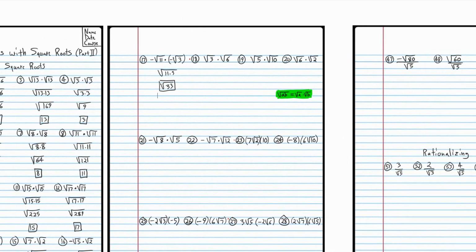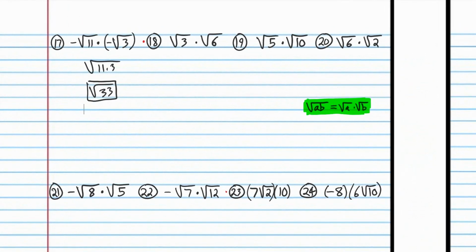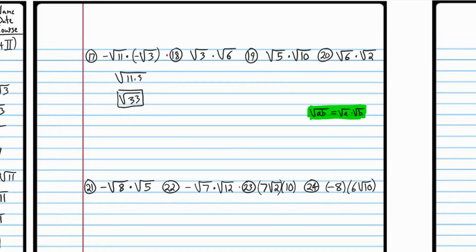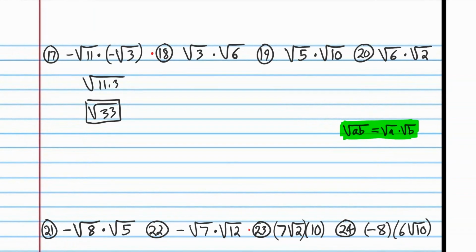So now we're going to go to something a little different. You'll see what I mean as we do number 18. Again, we're just going to combine into one root, and we end up with root 18. The problem is there's a perfect square in root 18. Mathematicians don't want you to leave perfect squares as factors inside roots.